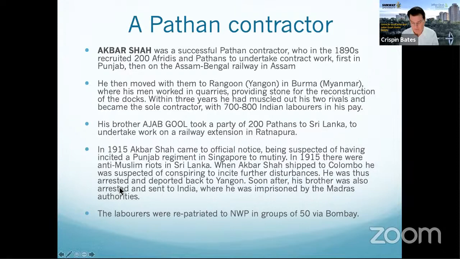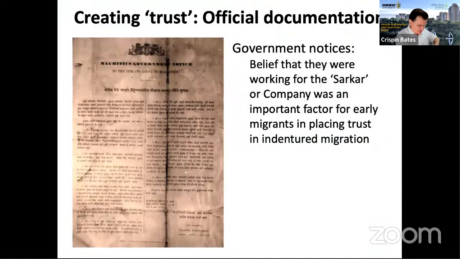So within the indenture system, the colonial authorities were extremely aware themselves of the importance of creating a notion of trust. And they played upon the idea that amongst the workers, they were employed, indirectly, by the Sarkar or the East India Company or the Indian government. And this was an important factor in encouraging trust in indentured migration streams.